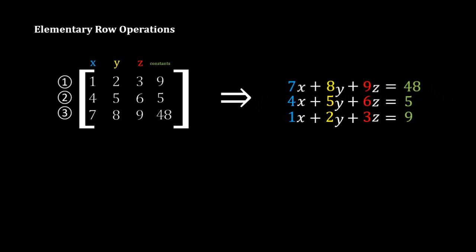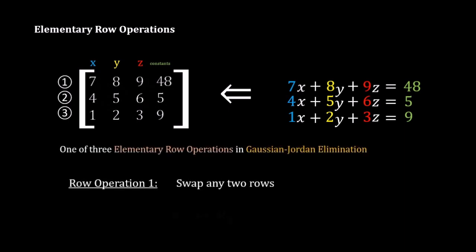Rearranging the order of equations does not change the value of each variable, nor does it change what the system of equations represents. In a matrix, this is the exact same as just swapping any two rows. This is one of the three elementary row operations in a process called Gauss-Jordan elimination. To say that we swapped row 1 and row 3, we write R1 or row 1 swapped with R3 or row 3. More generally, this is Rn or row n swapped with Rm or row m.